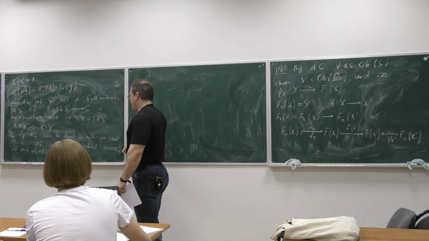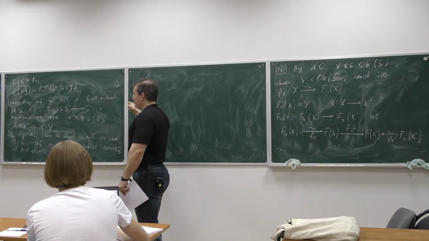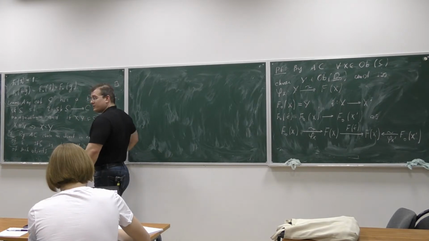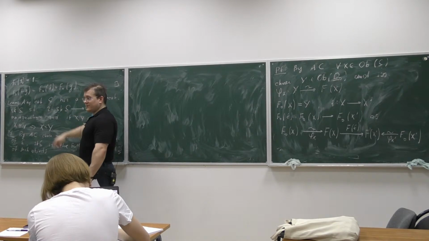Consisting of such objects. So in each isomorphism class, we choose an object by the axiom of choice, and then just consider a subcategory. Objects are these objects, and morphisms are exactly the morphisms in the category C.